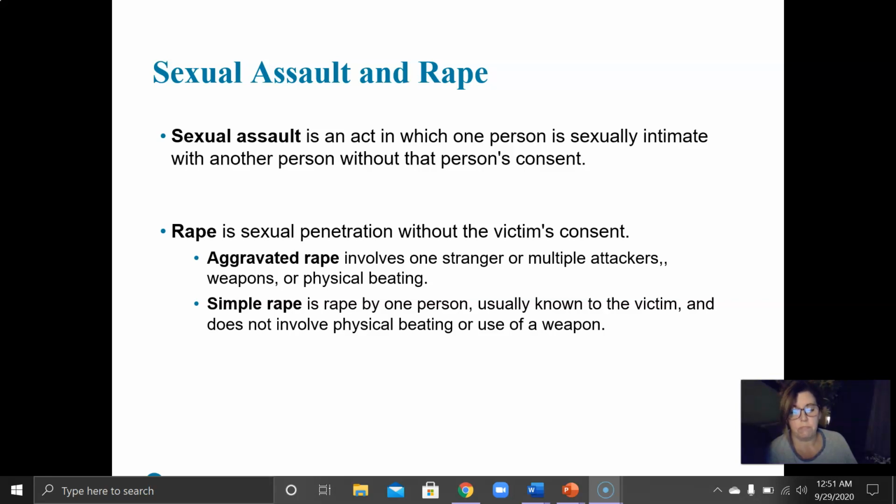Nearly 1 in 5 women and 1 in 59 men had been raped at some time in their lives, with nearly 80% of female rape victims experiencing their first rape before the age of 25.